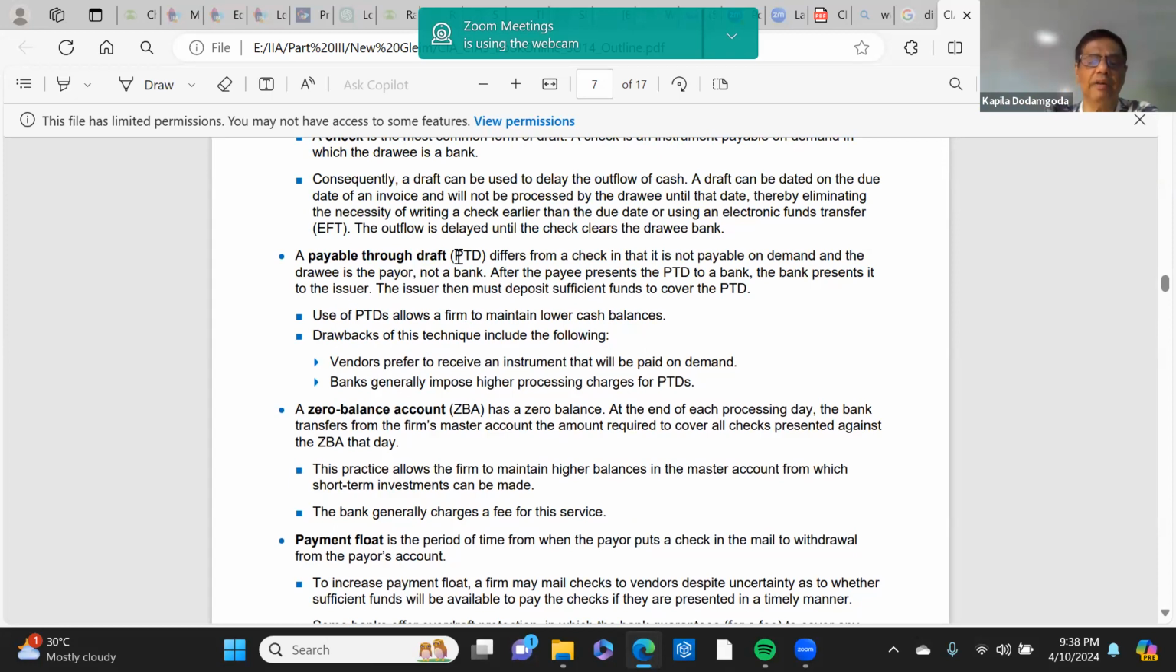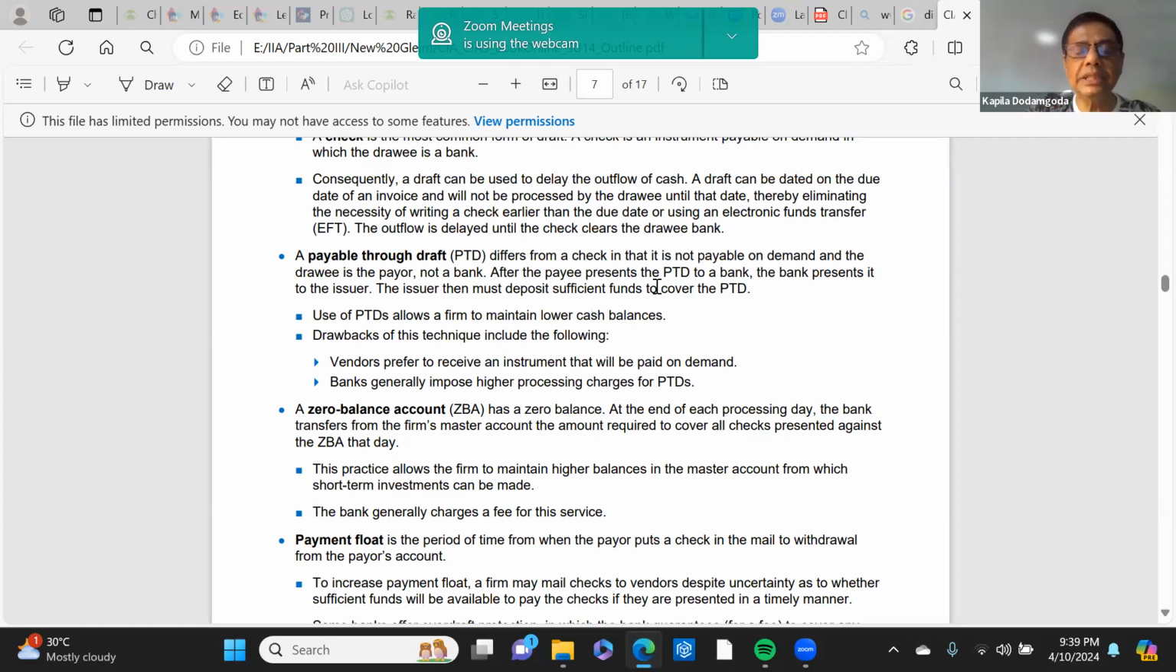payable through draft. These terms are new to me as well, because we're not in Sri Lanka, we don't use this term. It differs from a check in that it is not payable on demand and the drawee is the payer, not a bank. So in the case of a check, you are drawing it on the bank and the bank is the one who makes the payment. But here the drawee is the payer and not a bank.